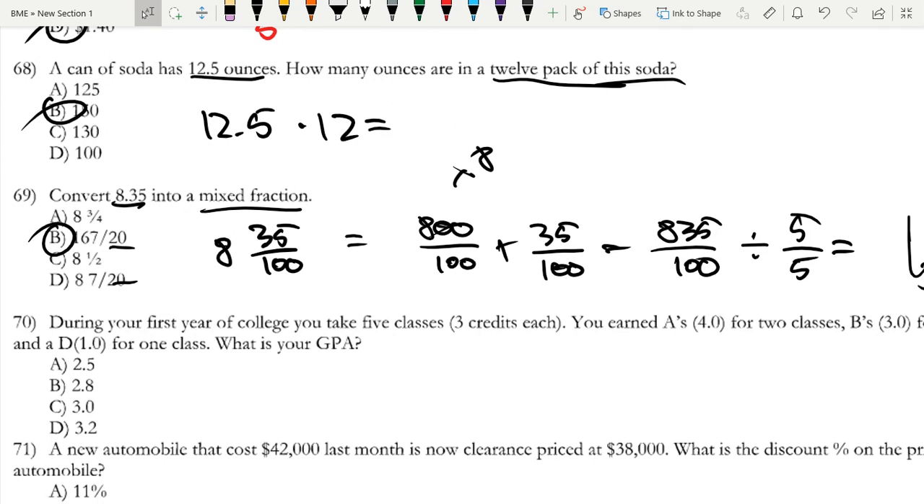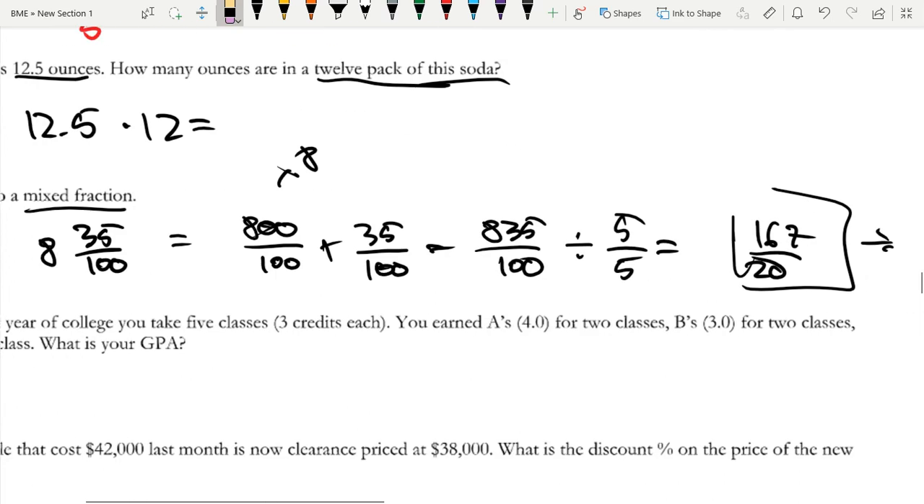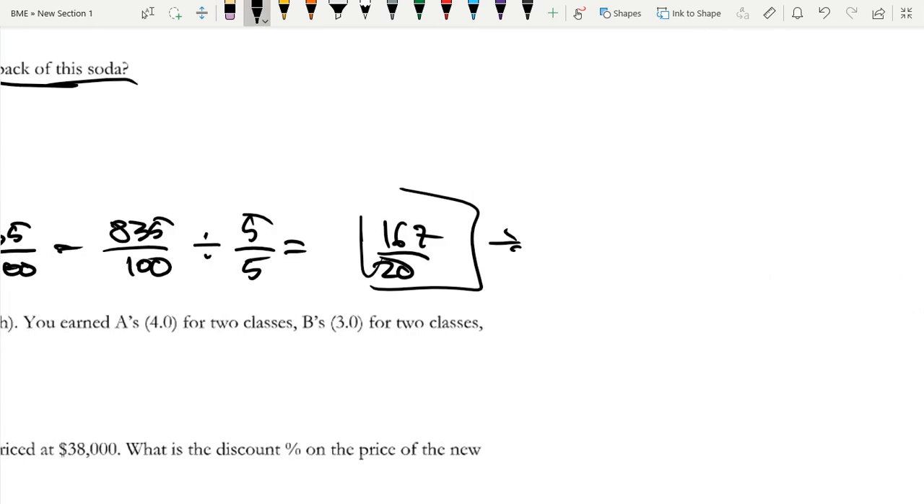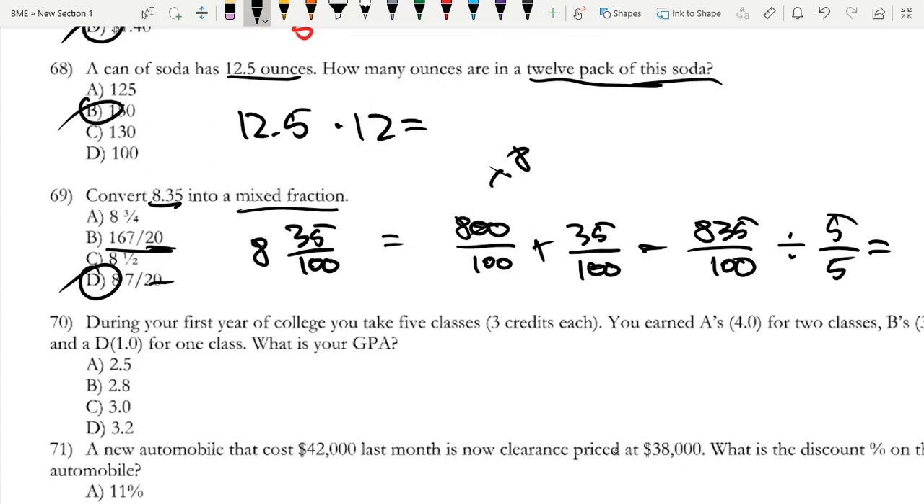Oh, sorry, mixed fraction. So this is a mixed number, not a mixed fraction. A mixed fraction will always have the number and then it'll have a fraction. So 167 over 20 is equal to 8, and 8 is equal to 160 over 20, plus 7 over 20, so 8 and 7 over 20. So a mixed fraction is this, 8 and 7 over 20. This is an improper fraction.